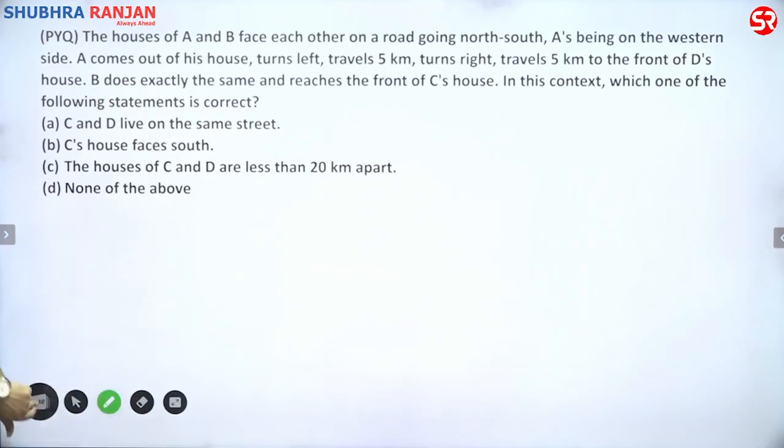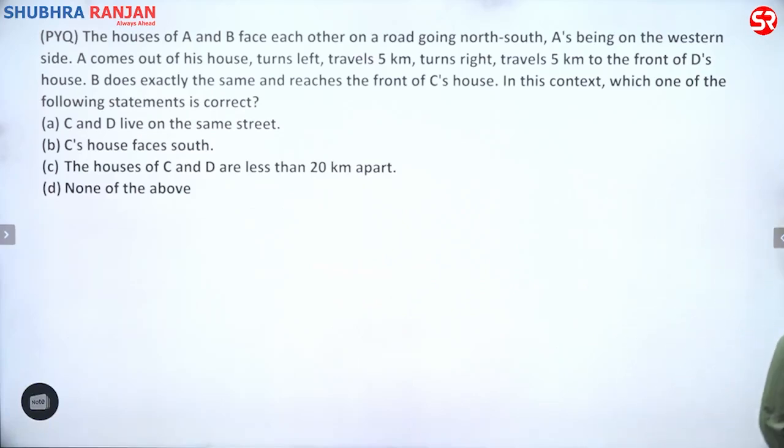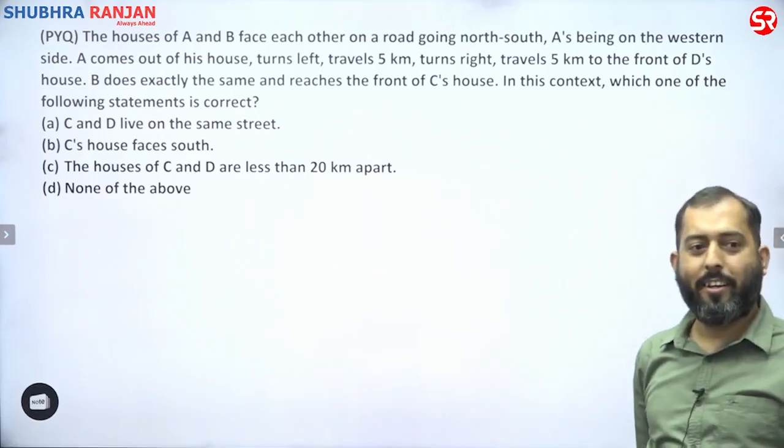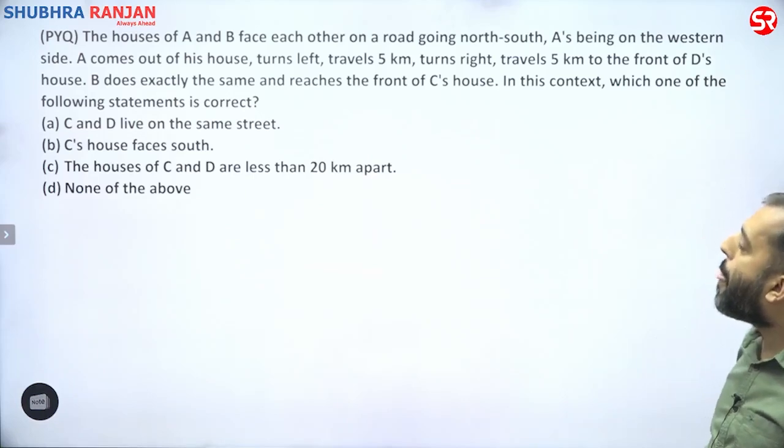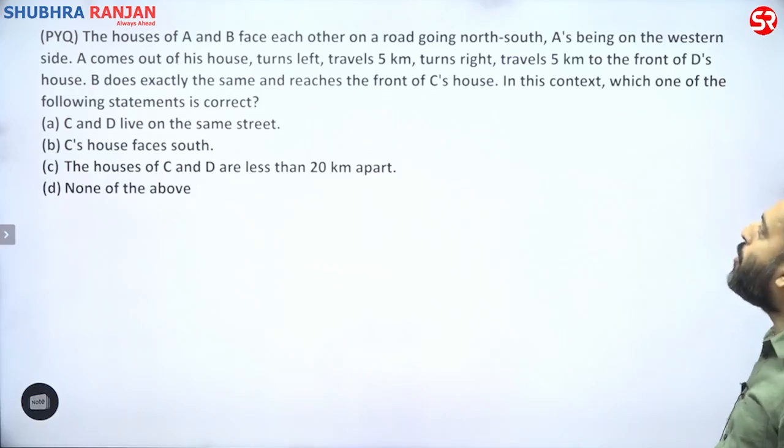Okay. This is a PYQ. Try to handle it. It was there in the very beginning, I think 2014 or 2013. The houses of A and B face each other on a road going north-south.